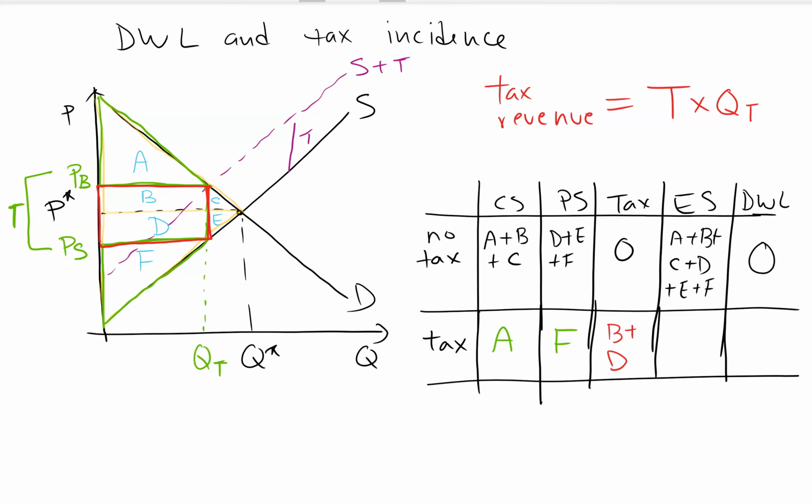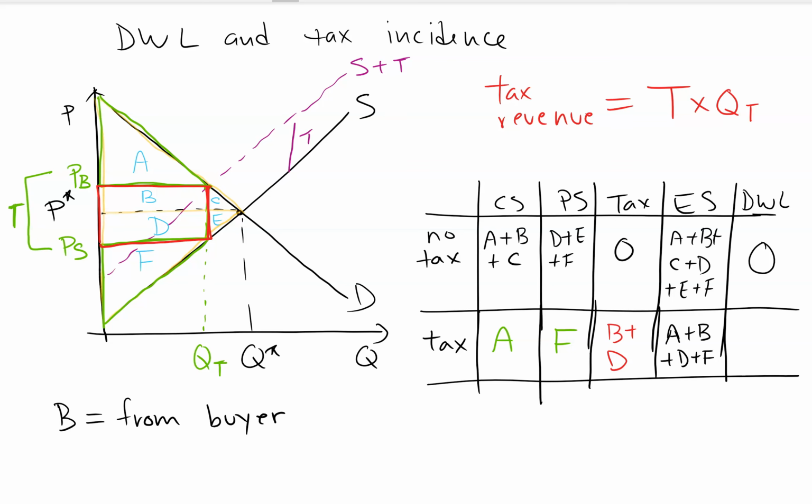Now we can put our economic surplus together. It's the A plus B, which is now tax revenue, plus D, which is now tax revenue, plus F. So you can notice something here. B came from the buyer. Before it was consumer surplus, and now it is tax revenue.